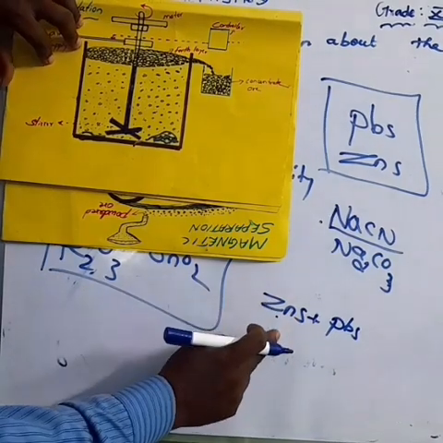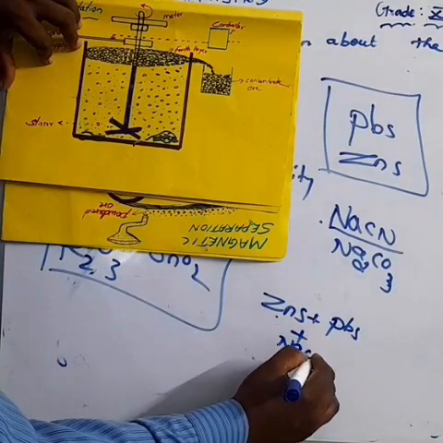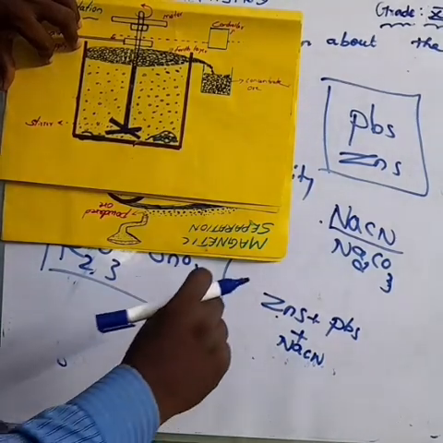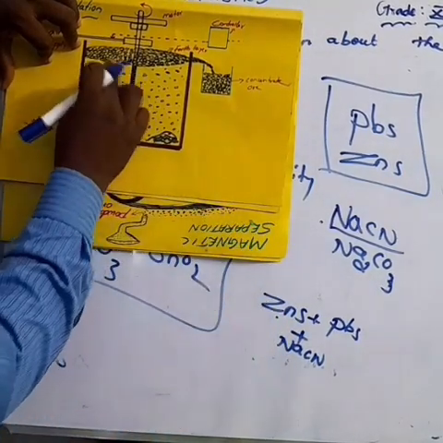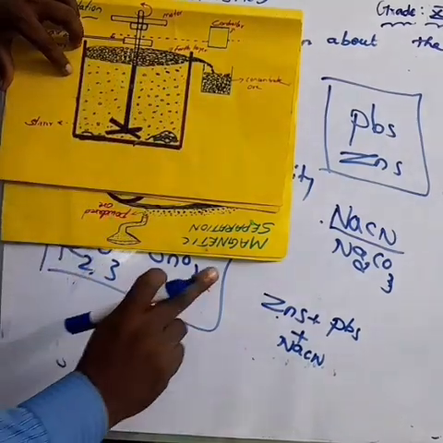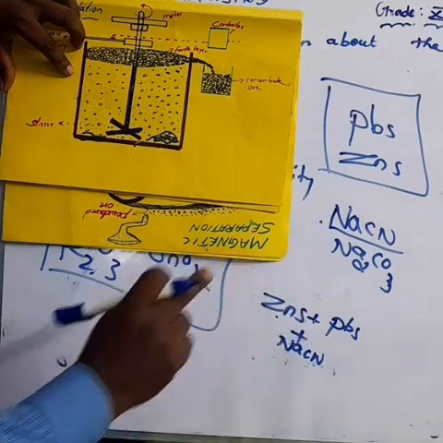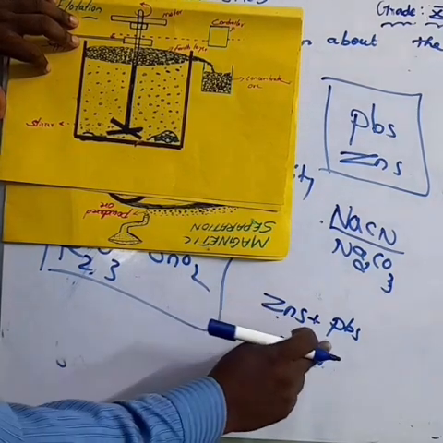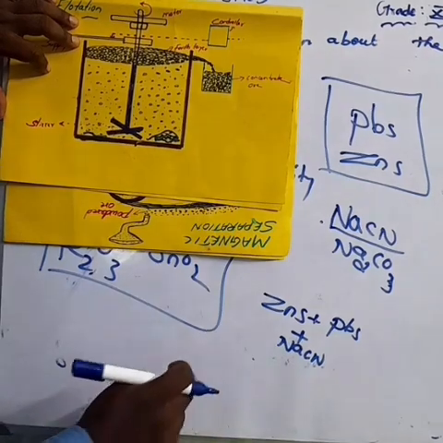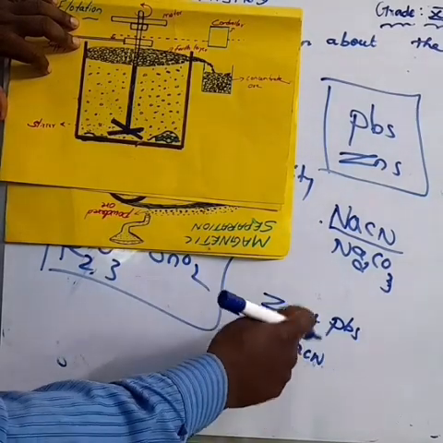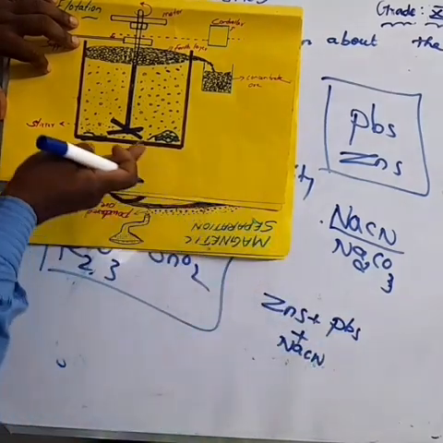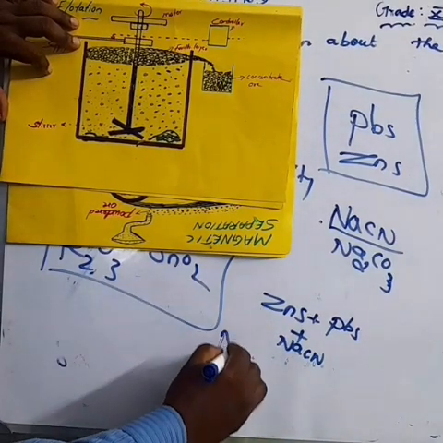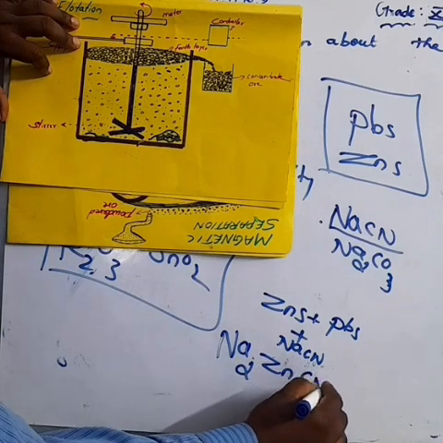Here, sodium cyanide, NaCN, is added to depress the flotation property of zinc sulfide by forming a layer of zinc complex. Can you understand me? When an impurity such as zinc sulfide, the zinc blende, is present in galena, we add sodium cyanide, which depresses the flotation property of zinc sulfide by forming a layer of zinc complex. What is the complex there? Na2[Zn(CN)4].